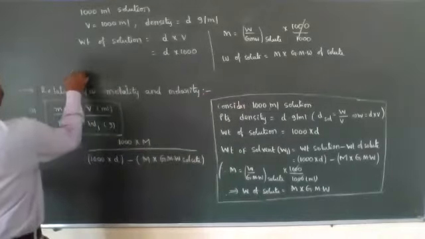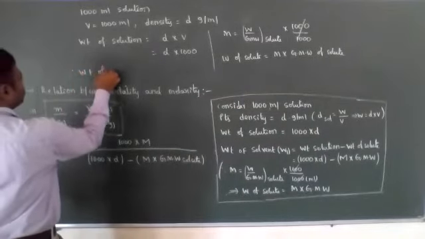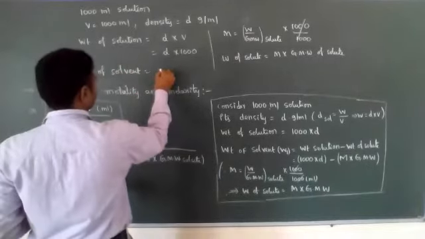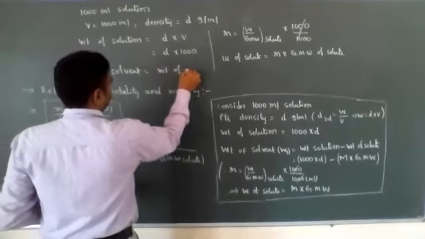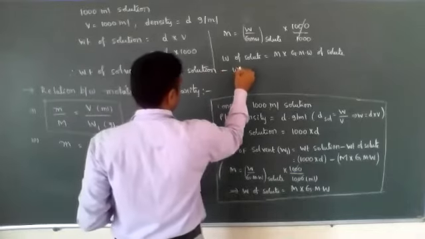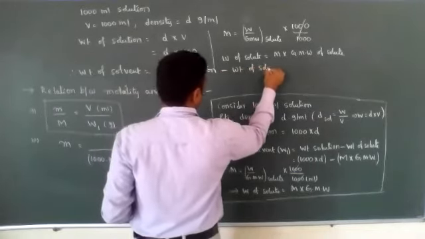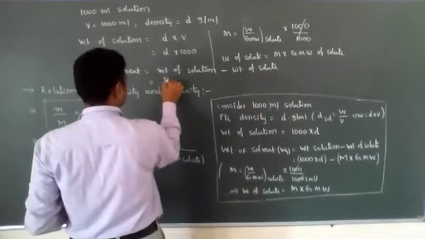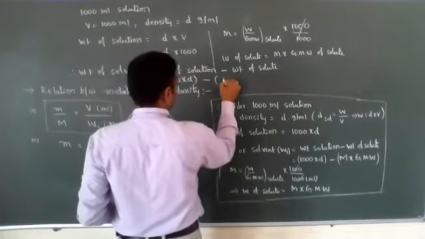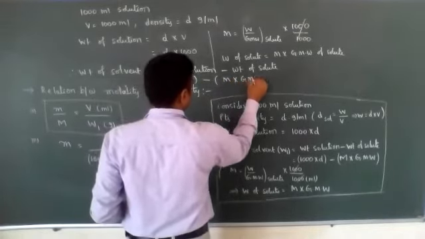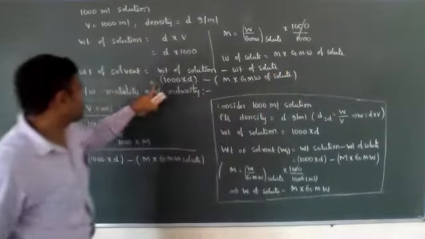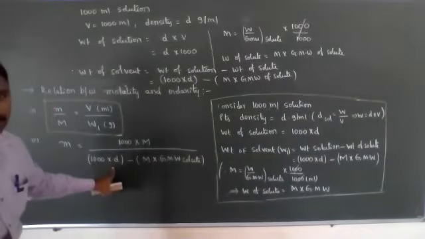Then weight of solvent is equal to weight of solution minus weight of solute, is equal to 1000 into D minus molarity into gram molecular weight. See that value only here I substituted in denominator.